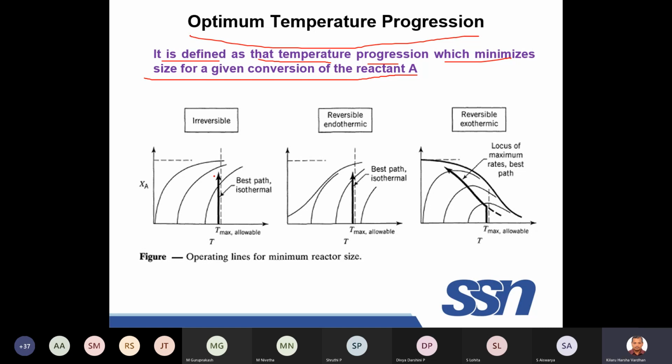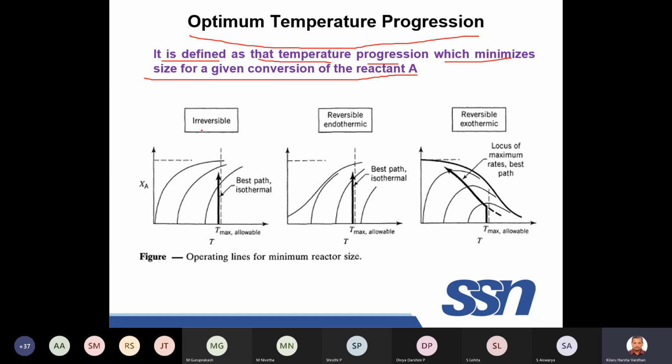When you minimize the size, when the temperature is more, the conversion will be more. So you can do more conversion at a very small size. So for a given size, or minimizing the size for a given conversion, you want some particular conversion. What should be the temperature? That is what we call the optimum temperature progression.